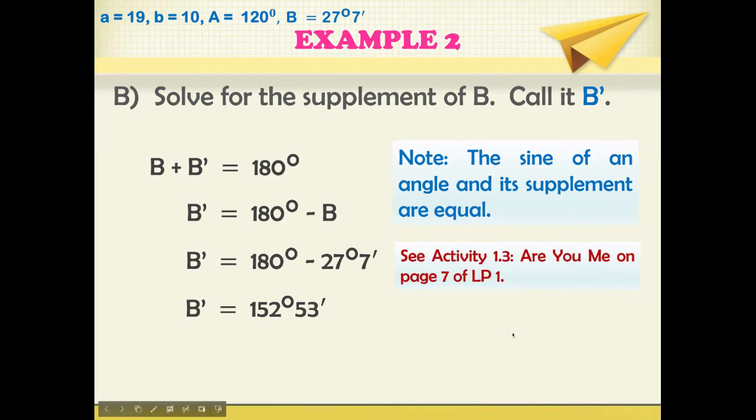Now, this notion that the sine of an angle and its supplement are equal can be seen on activity 1.3, Are You Me, which is on page 7 of LP1.